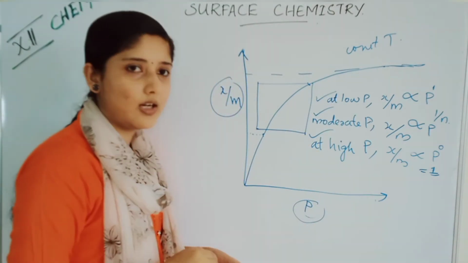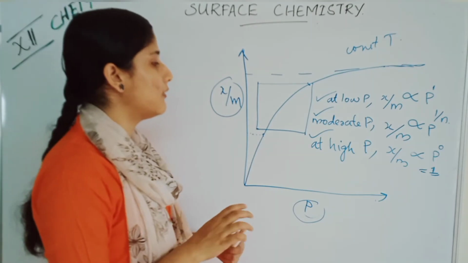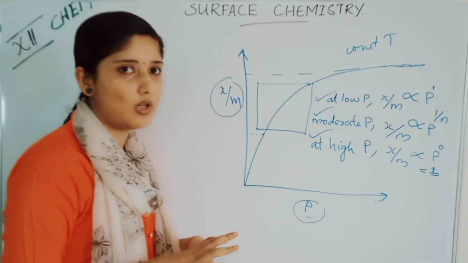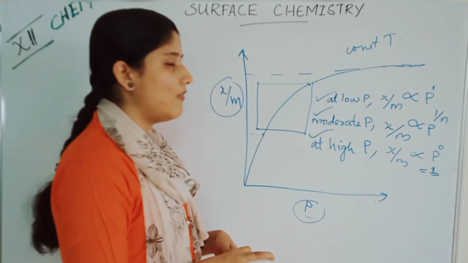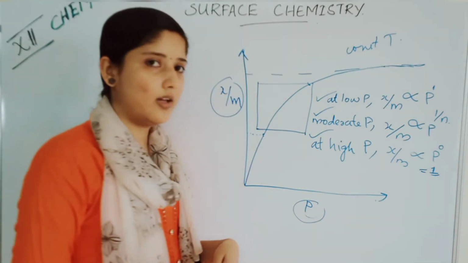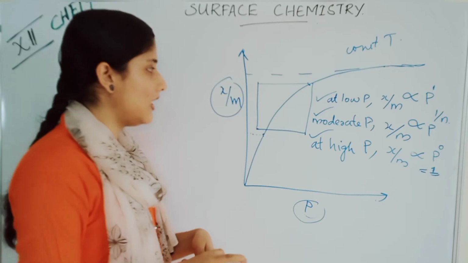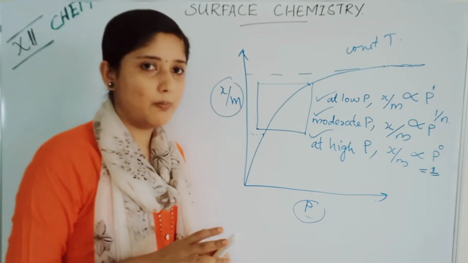So the main drawback of the Freundlich adsorption isotherm is that it couldn't explain the reason for the behavior at high pressures. That is why it is independent of pressure at high pressure.